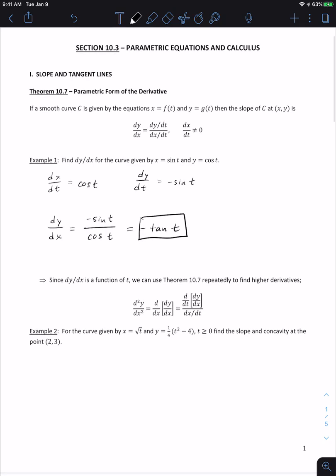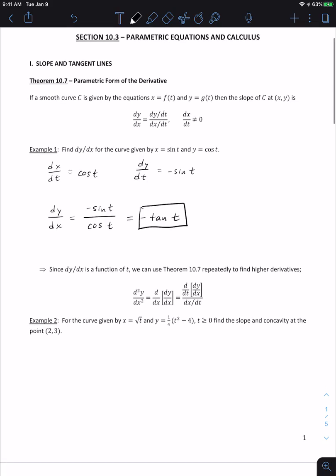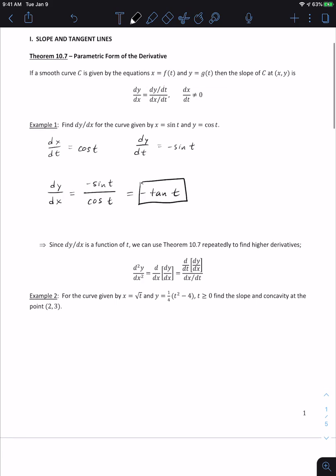Okay, since dy/dx, that derivative function, is a function of t, we can use Theorem 10.7 repeatedly to find higher order derivatives. This is important because if I want to take, say, the second derivative, one would think I would take the second derivative of y over the second derivative of x. That seems logical, but that's not actually what happens here.